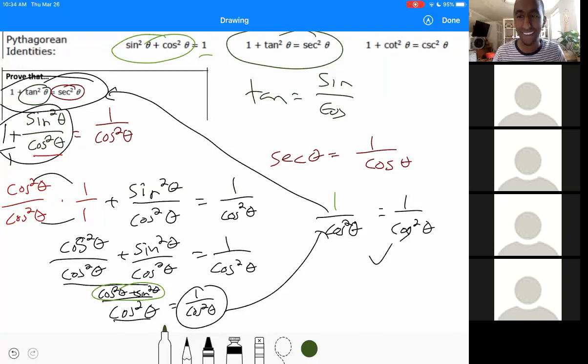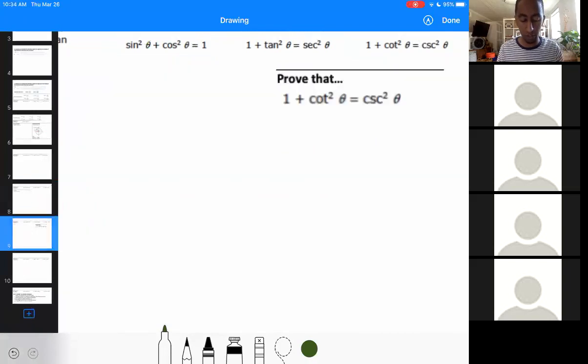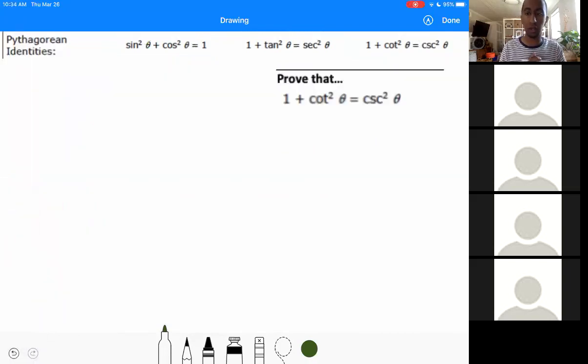All right. Cool. Let's talk about the third one then, this one right here. So let's prove that one, and then we will go ahead and simplify, okay? So 1 plus cotangent squared of theta equals cosecant squared of theta. That is the third Pythagorean identity, okay?